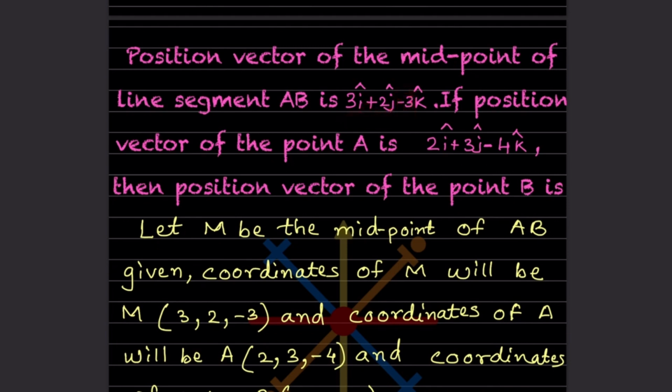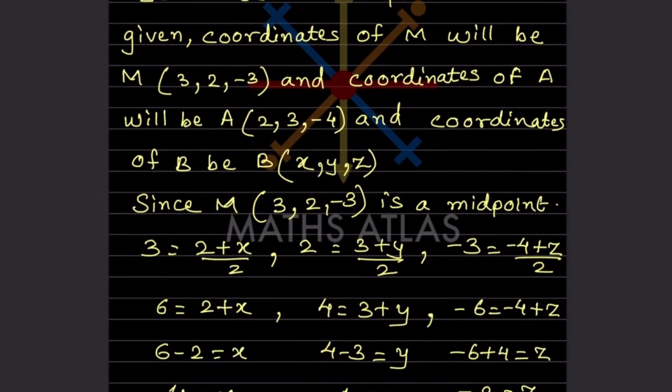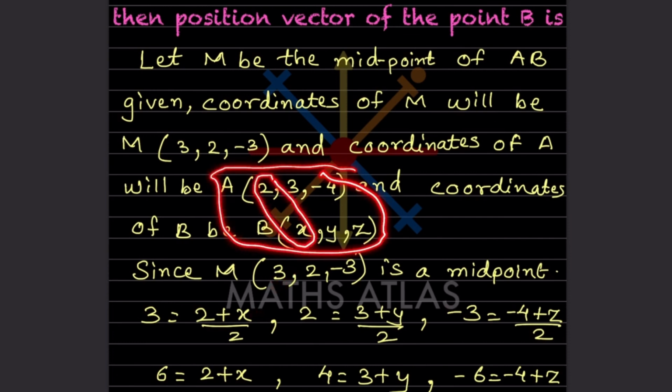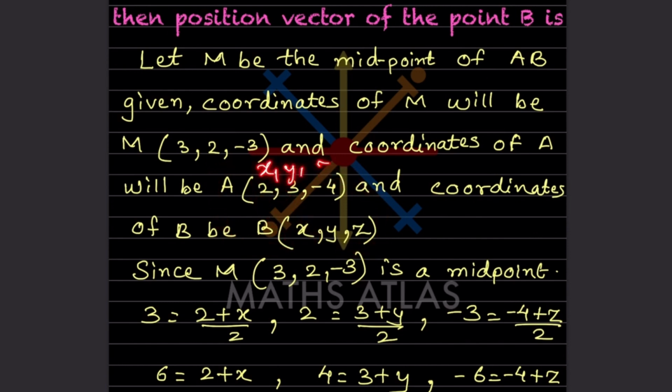And the coordinates of A are 2, 3 and -4. And the coordinates of B, we don't know what they are. So let us write the coordinates of B as x, y, z. So now you know, since M, which is 3, 2 and -3, is a midpoint, we can take here 3. So how will you do this one? Now see, concentrate on this A and B. So how will you write this one? 2 plus x divided by 2, because whenever we take the midpoint, we take x1 plus x2 divided by 2. So this is x1, this will be y1, and this will be z1, then this is x2, y2 and z2.